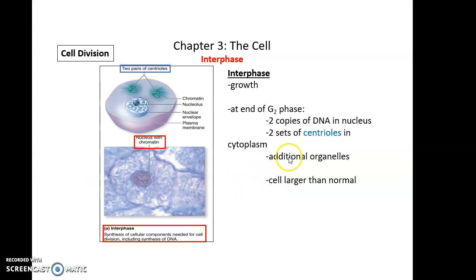So interphase, again, what's going on during interphase? We have growth. At the end of G2 phase, we have two copies of DNA, two sets of centrioles, so two centrosomes with their sets of centrioles. See them here and here. Additional organelles, of course, for the two new cells that will eventually form, and the cell is larger than normal. So here's an image of a cell in interphase. Here's its nucleus filled with chromatin.